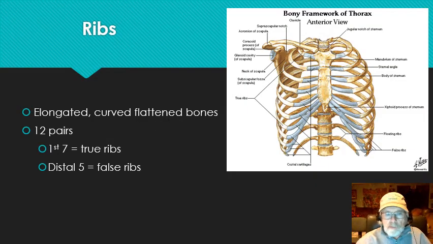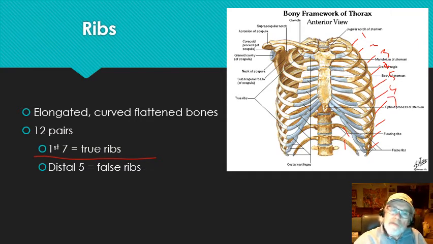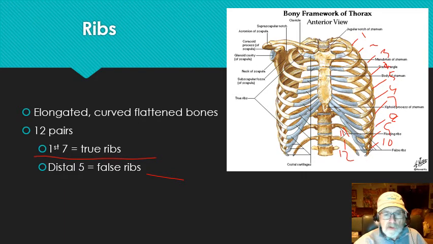So let's talk a little bit more about the ribs, and more specifically about the bony architecture. We have 12 pairs of ribs. We can count them: 1, 2, 3, 4, 5, 6, 7, 8, 9, 10, 11, and 12 down there. The first 7 are called true ribs, and I'll explain that in a second. That's 1, 2, 3, 4, 5, 6, 7. The bottom 5 are called false ribs. So 8, 9, 10, 11, and 12 are called false ribs, and I'll explain why they're called false ribs in just a second. So you have true ribs versus false ribs.